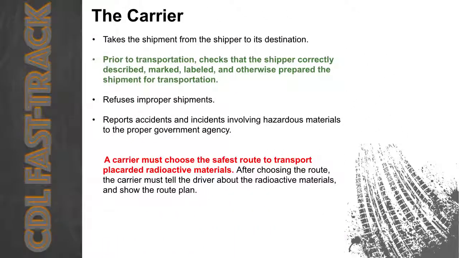The carrier. The carrier takes the shipment from the shipper to its destination. Prior to transportation, the carrier checks that the shipper correctly described, marked, labeled, and otherwise prepared the shipment for transportation. It refuses improper shipments. They report accidents and incidents involving hazardous materials to the proper government agency. A carrier must choose the safest route to transport placarded radioactive materials. After choosing the route, the carrier must tell the driver about the radioactive materials and show the route plan.